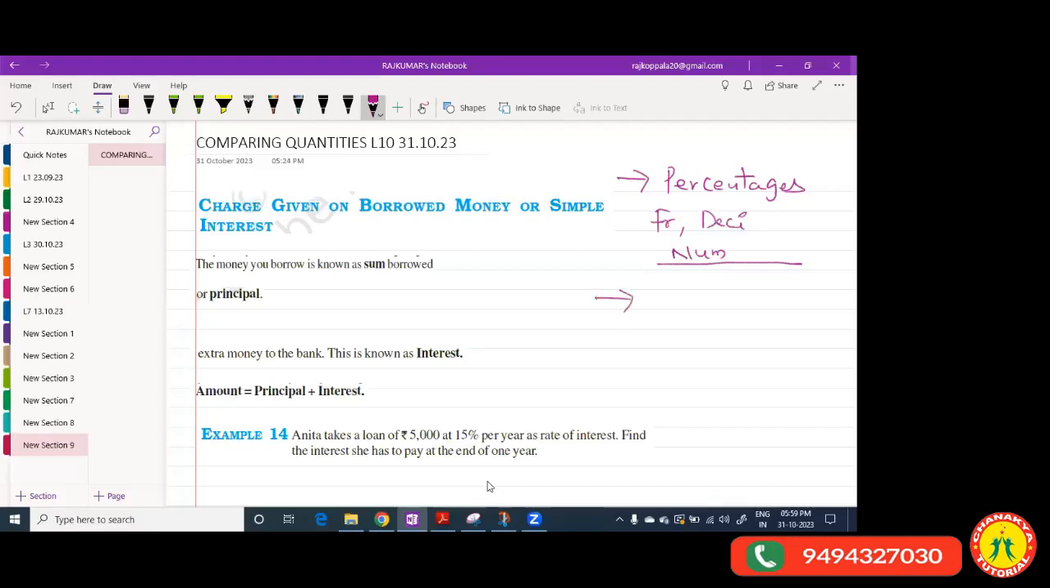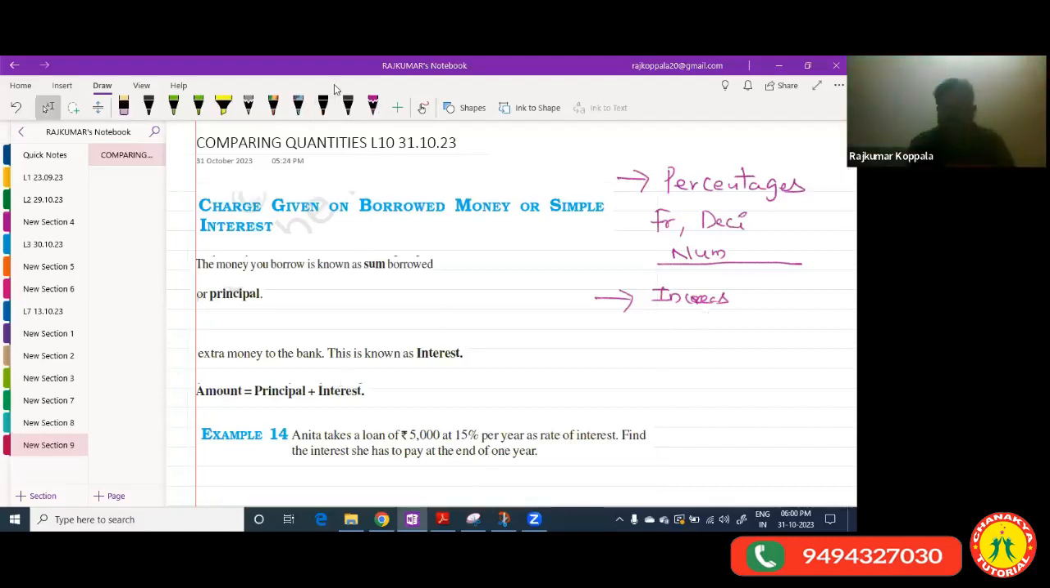In the next session, we learned about increasing or decreasing. If the quantity is increased or decreased, what will happen in the percentage? The percentage also will be affected, right? How it will be affected, we have solved many problems. And the next topic is profit and loss. Profit and loss we have discussed in the previous class.